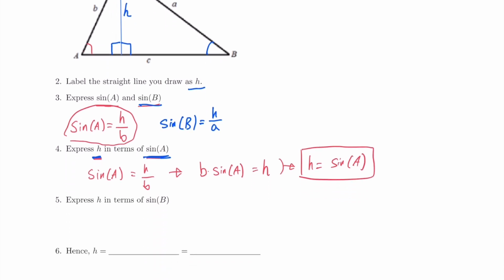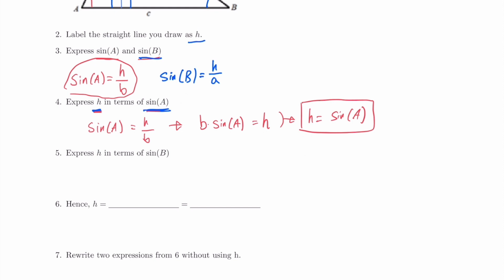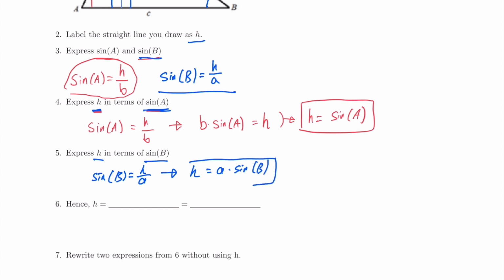Similarly, we're going to find H in terms of sine of B. We know that sine of angle B from right here is H over A. Multiply both sides by A, then I get H equals A times sine of B. I just realized I did not write B on the top, so write B here. So H equals B times sine A, and H equals A times sine B.